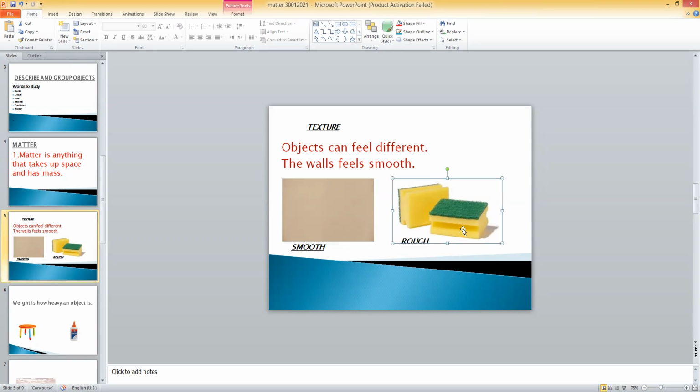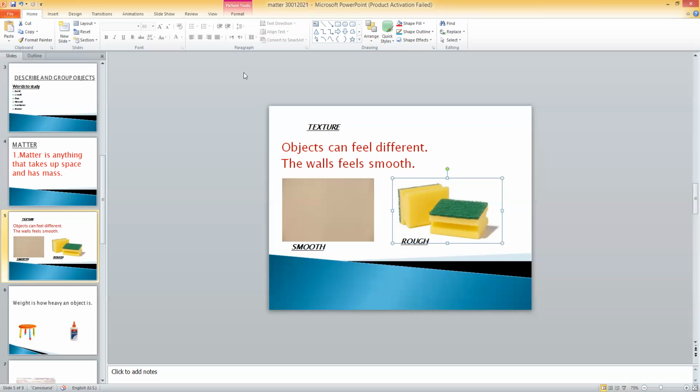Then look at the sponge. The sponge is rough. The wall is hard and smooth, while the sponge is soft and rough. So objects can feel differently. Your table surface is smooth. If you touch your table, it's smooth. Your glass is smooth. Is that fine?